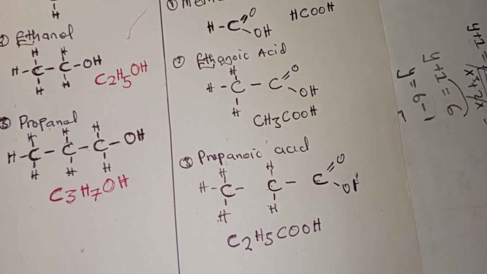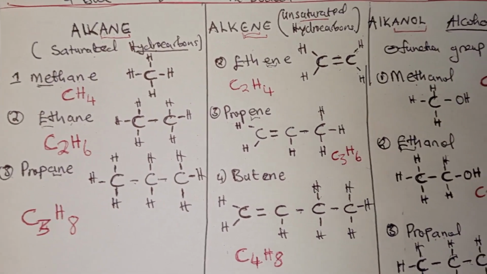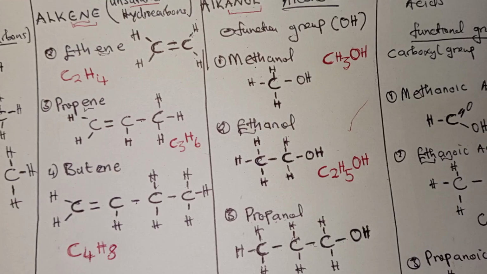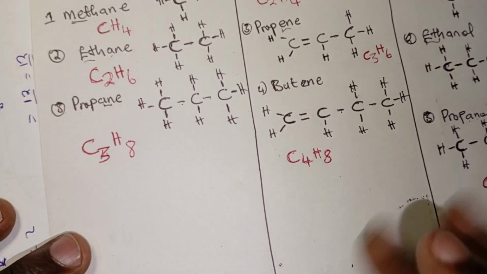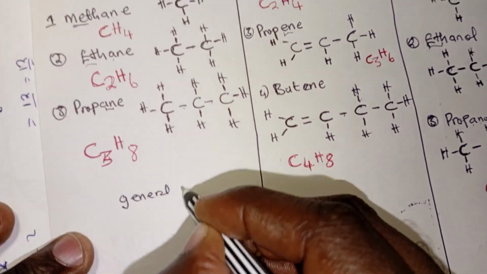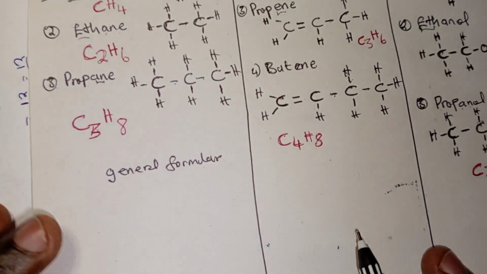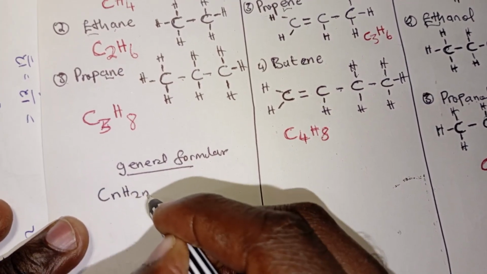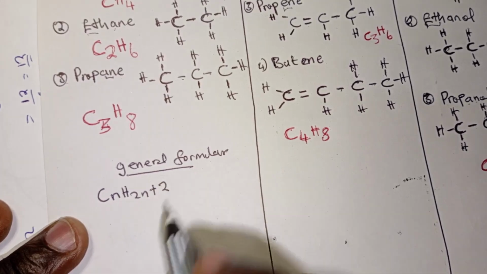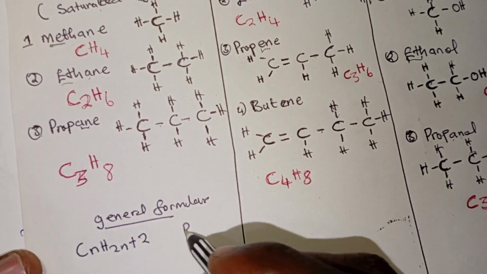So these are what we've looked at so far: the alkanes, the alkenes, the alkanols, and then the carboxylic acids. Now there is also a formula that we use. We call it the general formula. The general formulas are used to write the molecular formula, but we were writing the molecular formula based on the structure, which is very easy. So the general formula here is CnH2n plus 2 for this family alone. Let's try to make propane using the general formula.